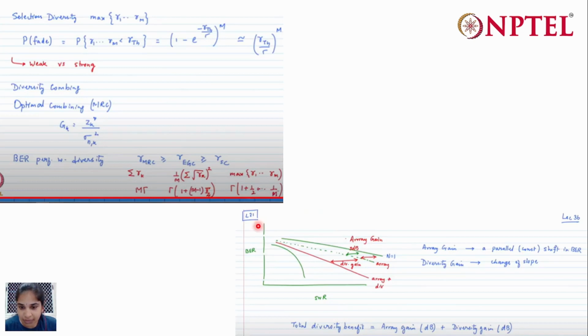And then about array gain and diversity gain. So if we talk about optimal combining, we have the benefits of both array gain and diversity gain sitting in it. Array gain, if we see in terms of BER versus SNR, will be just a parallel shift, a constant shift in the BER curve. However, diversity gain will have a change of slope itself. In transmit diversity, we will be able to get only diversity gain and not array gain. That you guys must be remembering.